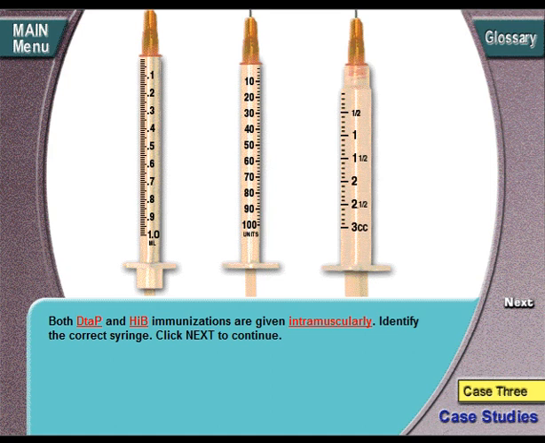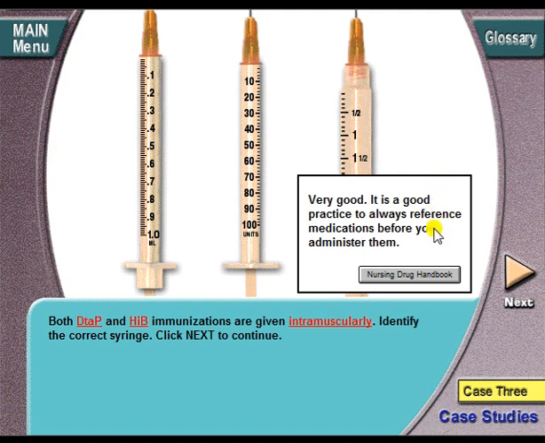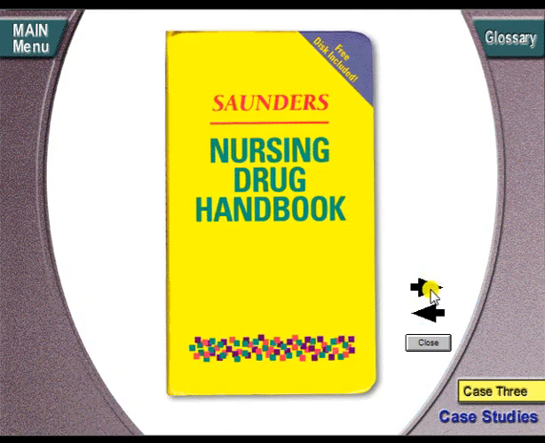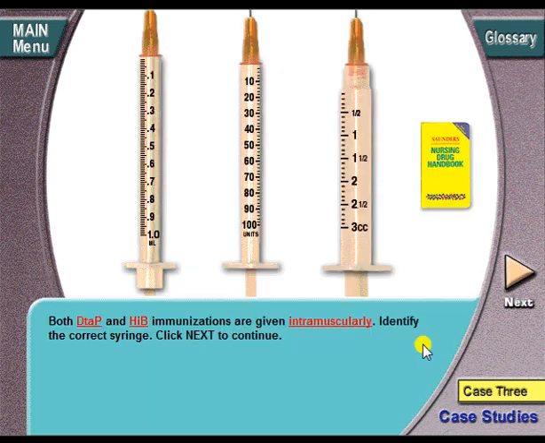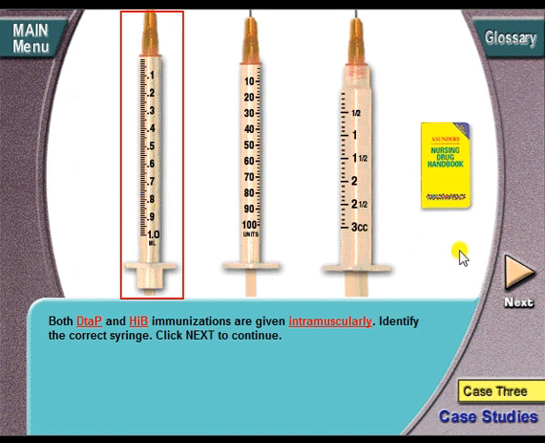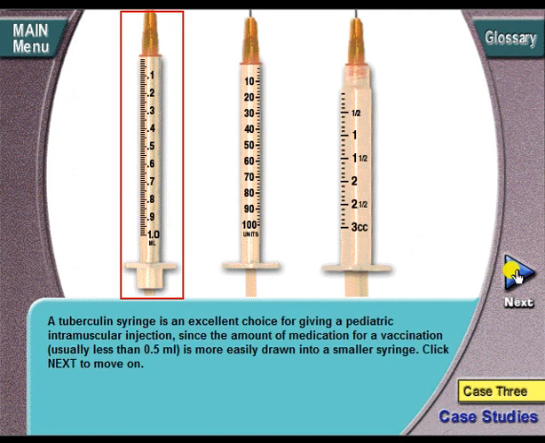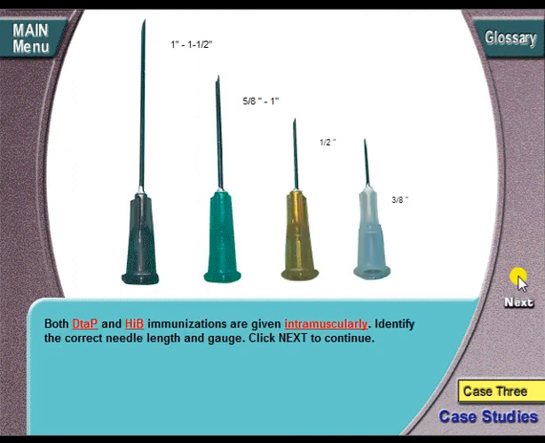Both DTaP and HIB immunizations are given intramuscularly. Identify the correct syringe. Click Next to continue. Both DTaP and HIB immunizations are given intramuscularly. Identify the correct needle length and gauge. Click Next to continue.